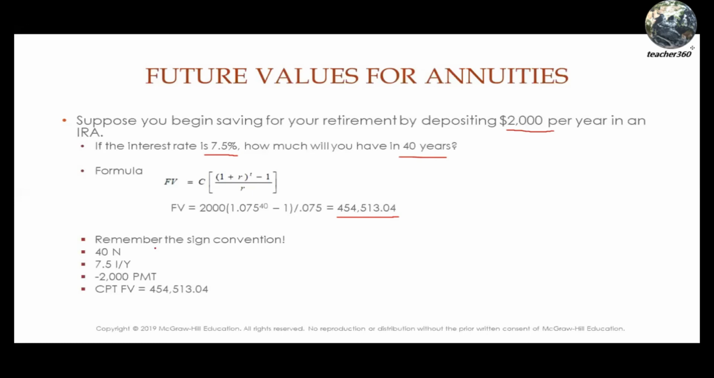Using the financial calculator, your N is 40, interest is 7.5, PMT is minus 2000 as it is your cash outflow. Then press CPT FV, and you will get the same result.